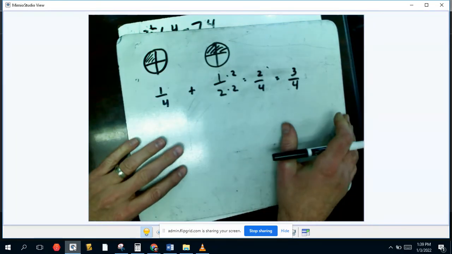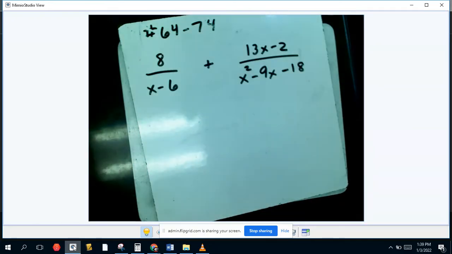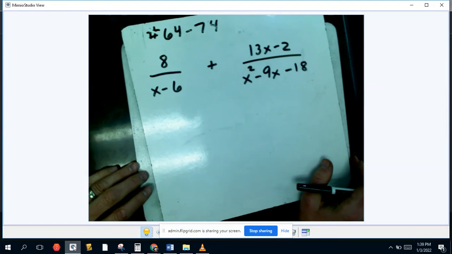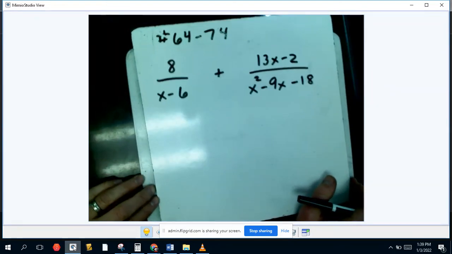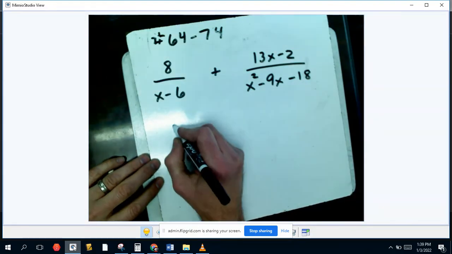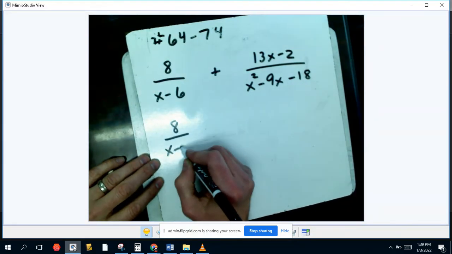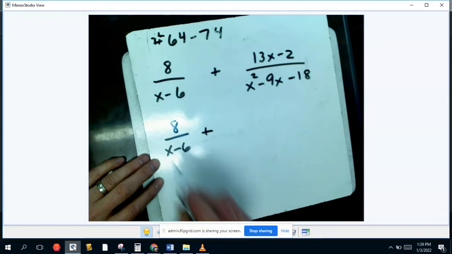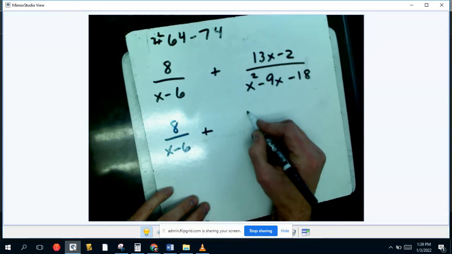So you see the words numerator and denominator. It's a little more complicated here, but the same principle. You have 2 different denominators, so I need a common denominator to be able to add them. Okay. And again, if ever in doubt, just factor. X minus 6 won't factor.